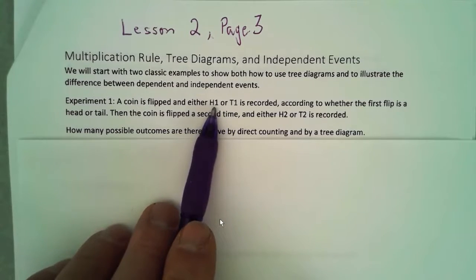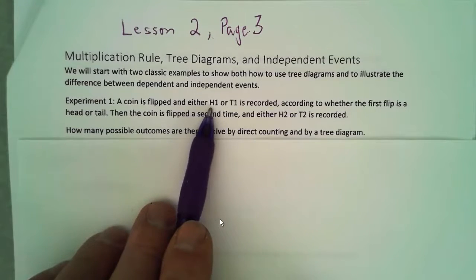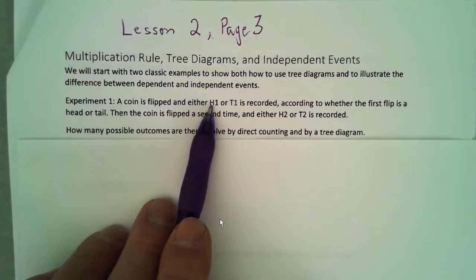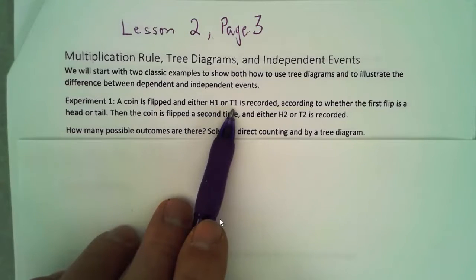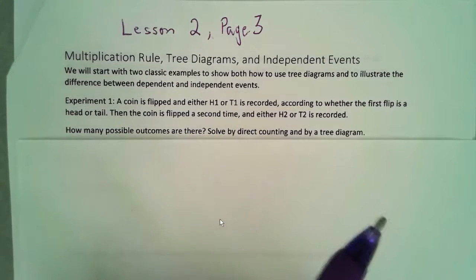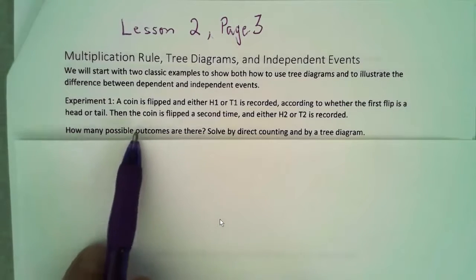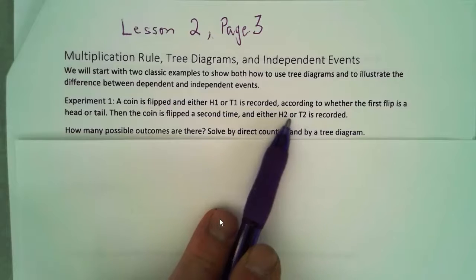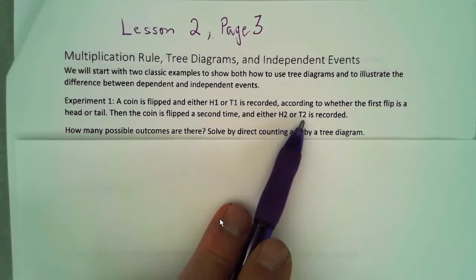When we're working with our tree diagrams, we're not just going to call that H or T, we'll call it H1 or T1, meaning a head on the first flip and a tail on the first flip. According to whether the first flip is a head or a tail, then the coin is flipped a second time, and once again you'll get a head or a tail, but we'll append a 2 on there so we can tell whether that occurred on the first or the second time. So how many possible outcomes are there?